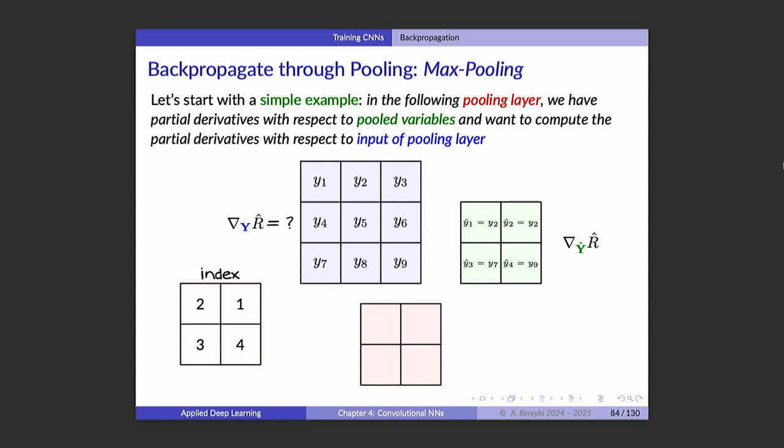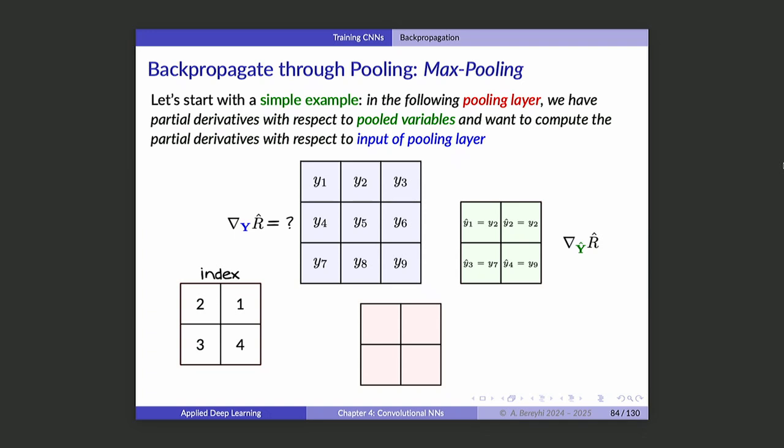Everybody's cool? Yeah? Okay, so let's do it together. First of all, let me just compute the gradient. Look at it here on the board. I want to compute the partial derivative of r. First of all, when I say the gradient with respect to y, the blue one, what do I mean? I mean that I need to compute the partial derivative with respect to y1, y2, y3 till y9, right? And I put it exactly on the same map, same size map, right? Everybody's clear?